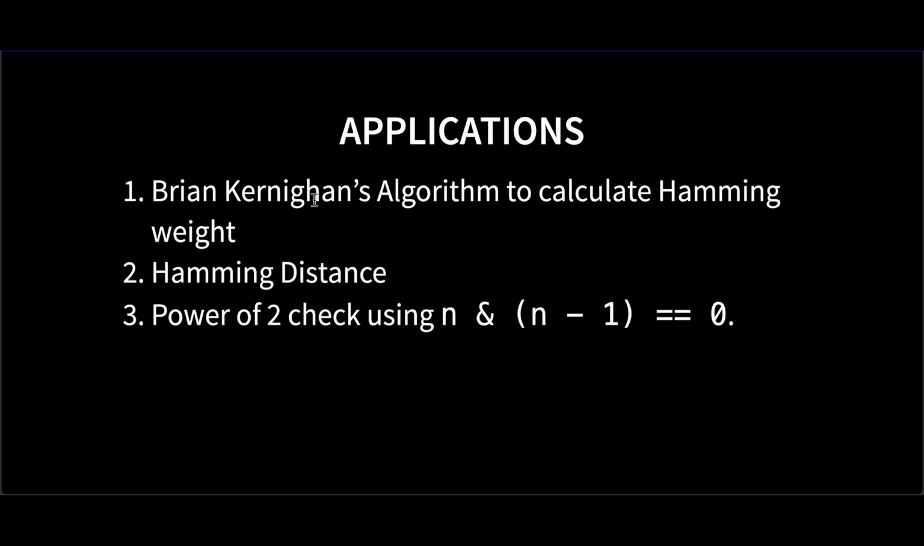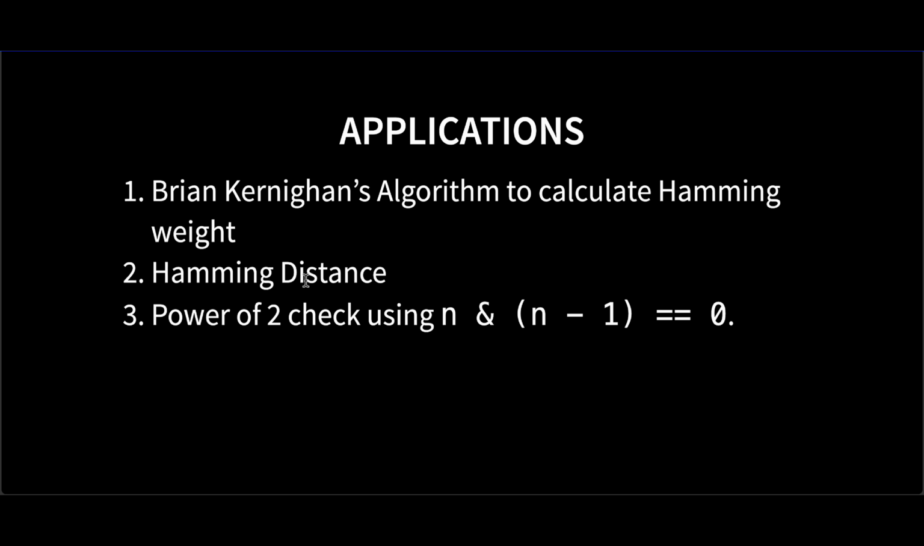Brian Kernighan's algorithm utilizes the n and n-1 operation to count the number of set bits, or 1 bits, in a binary number efficiently. That is also called the Hamming weight. It continues to perform this operation until the number becomes 0. And if an integer has k set bits, this operation will run k times. Brian Kernighan's algorithm basically counts how many operations it takes to get that number to 0. Isn't that smart? The time complexity to find the number of set bits here will be O of k, where k is the number of set bits in n.